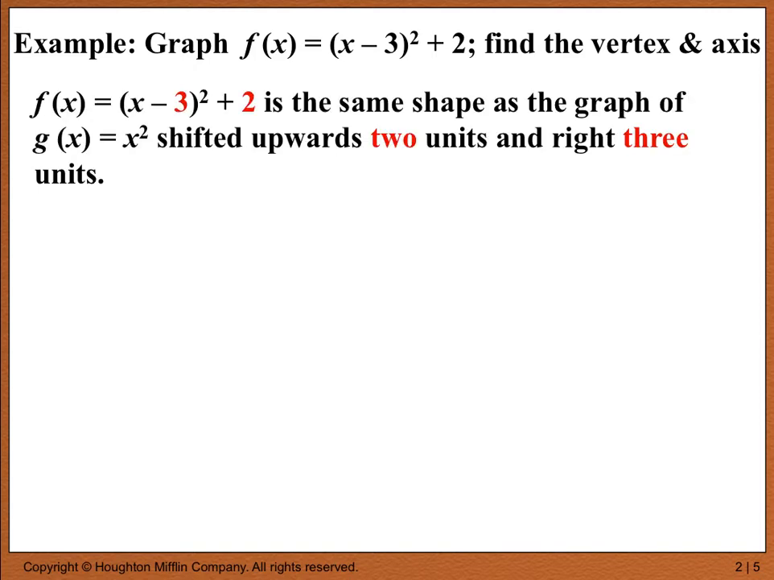Okay, so f of x equals (x minus 3) squared plus 2 is the same shape as the graph of g of x equals x squared, but shifted upwards 2 units and right 3 units. And we know that from our knowledge that we gained in chapter 1 of horizontal and vertical shifts. Remember that when the constant is within the parentheses, it's a horizontal shift, and negative is right, positive is left. When the constant is outside of the function, then it's a vertical shift. So that's nothing new.